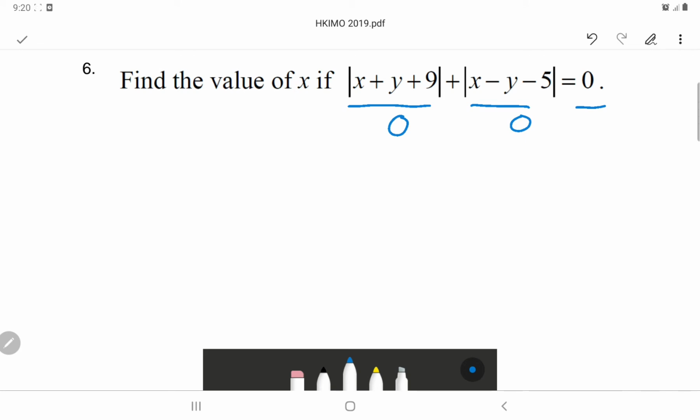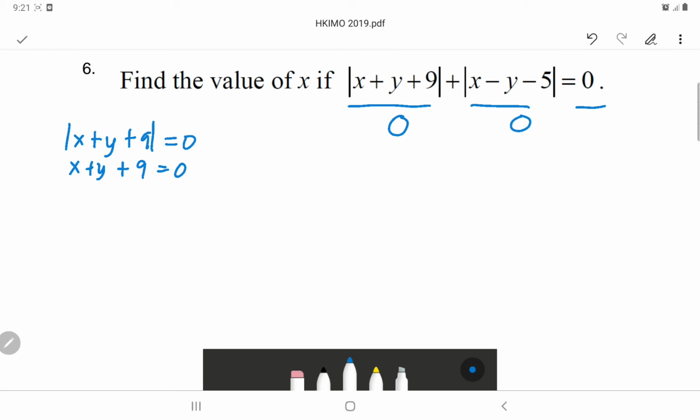0. So from that, we could have here x plus y plus 9 equate that to 0. So you can have x plus y plus 9 equals to 0.